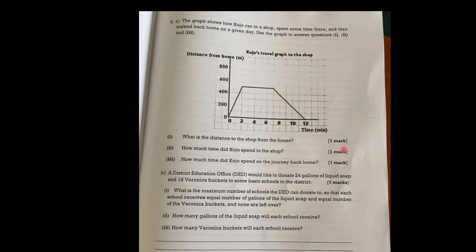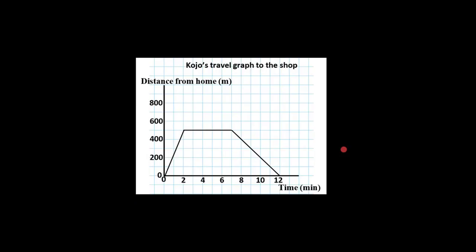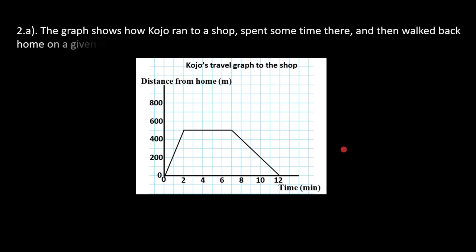Let's go to our computer generated images. Now, this was the question. I think this was the diagram that was given. And this was the question. The graph shows how Kojo ran to a shop, spent some time there, and then walked back home on a given day. Use the graph to answer i, ii, and iii.